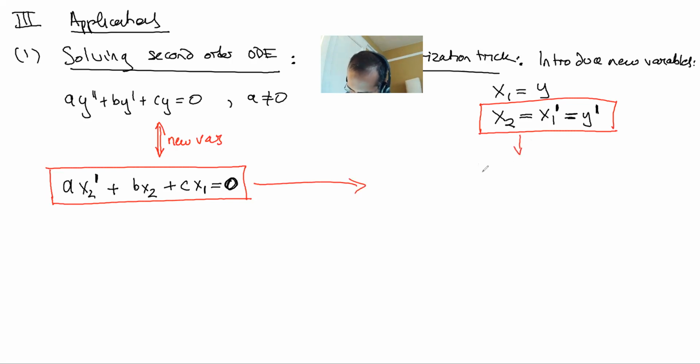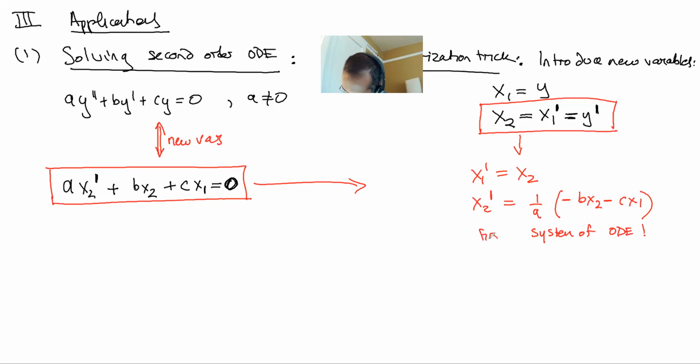If I rearrange it, what do I get? I get x1 prime equals x2, and x2 prime equals 1 over a times minus b x2 minus c x1. This is a system of first order ODE. So this thing is actually strictly more general. If you can solve systems of first order ODE, you can solve, for example, second order ODEs. And we know how to solve this by diagonalization.